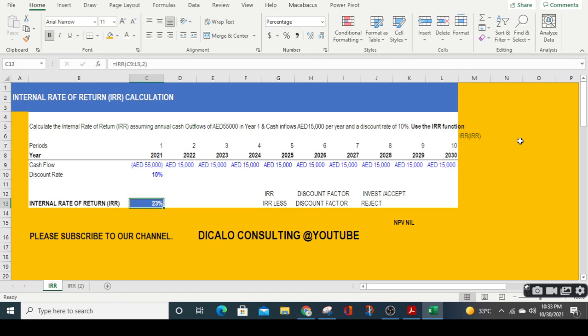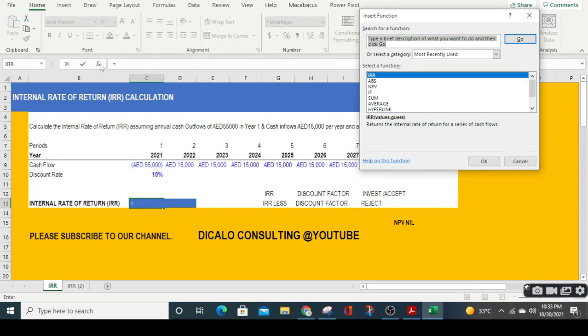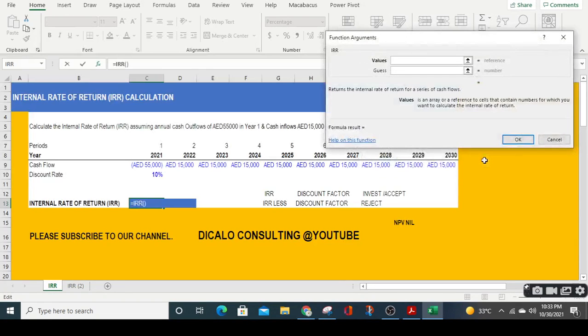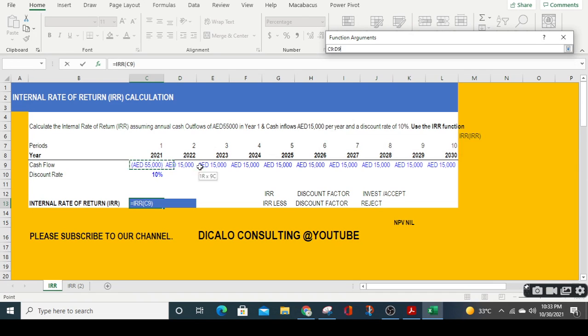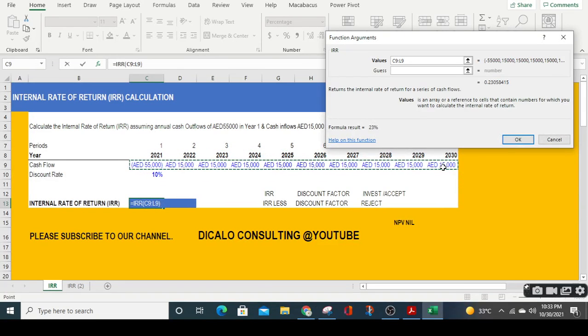Let us assume that we select a random number, even a number above 23%, and see that the results will still be the same. So we start with the equal to sign. You click on FX, which is a function, and then you select IRR, the internal rate of return. Then in the function arguments, the first one is what? Values. You select all the values, starting with the cash outflows, through to the cash inflows.